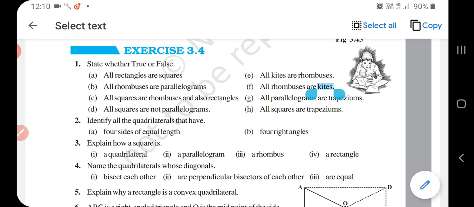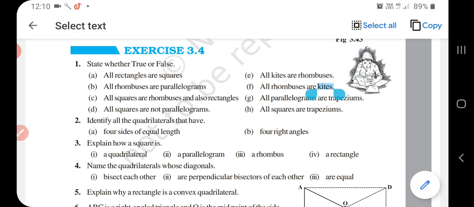Now the third one is all squares are rhombus and also rectangle. It is true. All squares are not parallelogram? All squares are parallelogram because opposite sides are parallel and equal. So all squares are in the category of parallelogram.